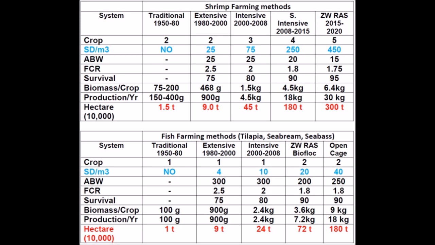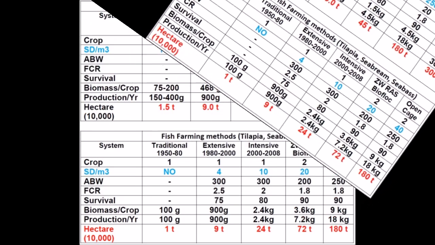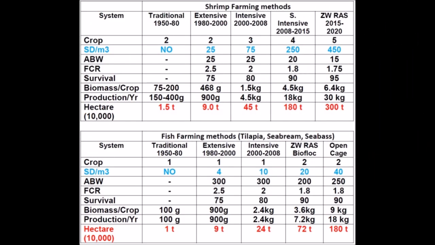And also see the production here per hectare, from 1.5 tons per hectare per year to 300 tons per hectare per year. And also see the production of fish, from 1 ton per hectare per year to 180 tons per hectare. These tremendous improvements were achieved through the development of technologies in all aspects of aquaculture. And all these improvements were achieved within a period of 60 to 70 years of aquaculture history.